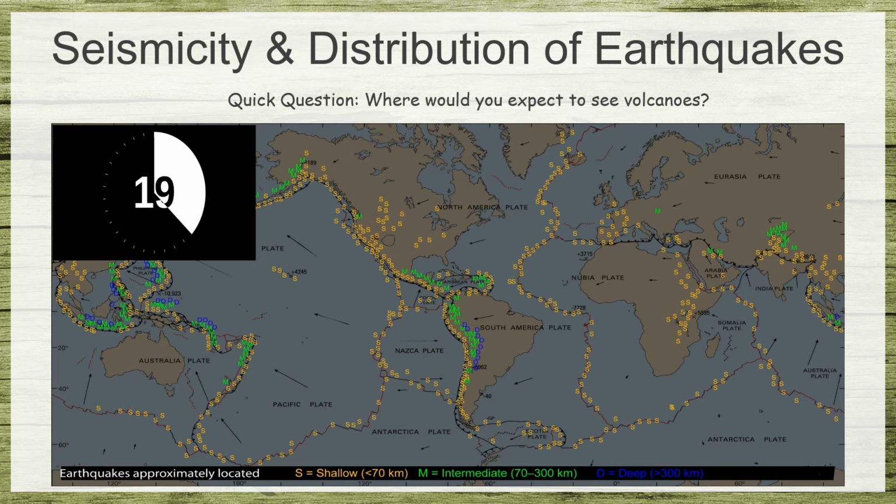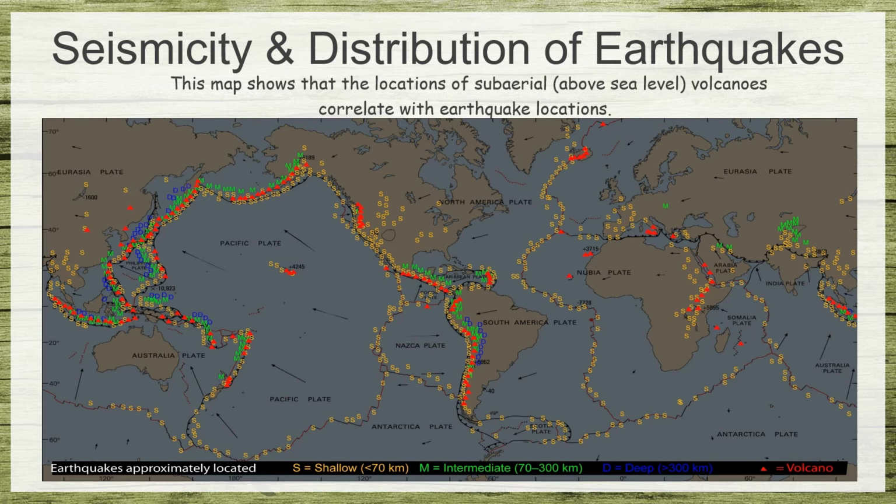Andun ba sa ilalim ng dagat? Between the plate boundaries? Or kung saan nagtatagpo yung dalawang mga plates? So you still have 10, 9, 8, 7, 6, 5, 4, 3, 2, and ayan.